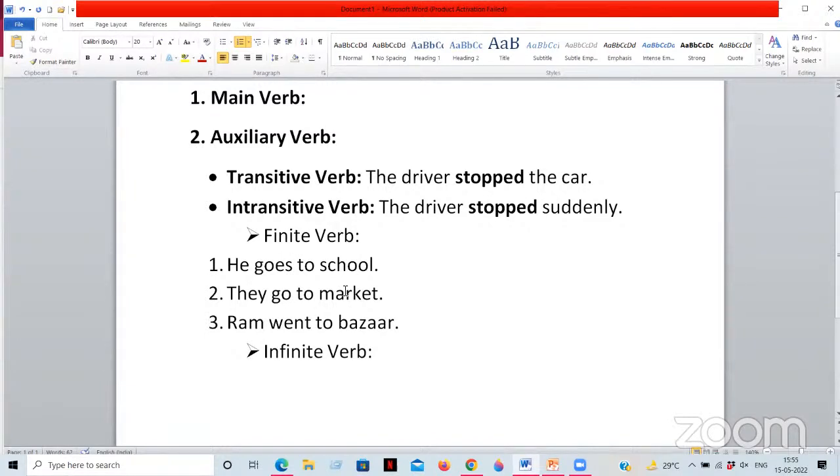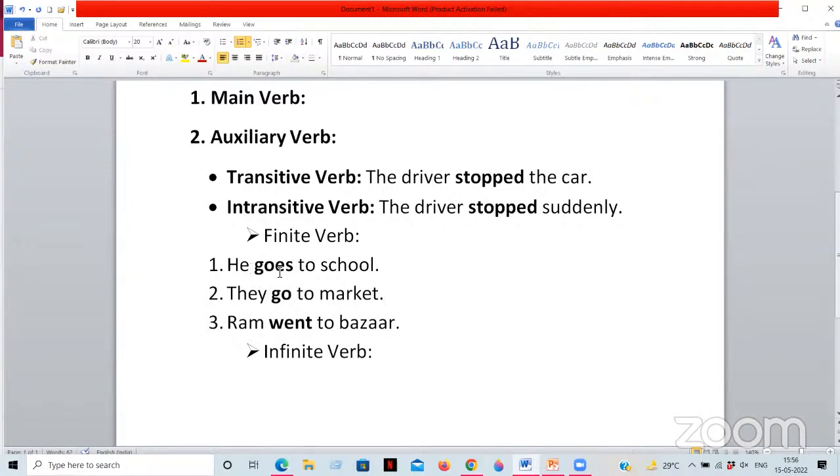Okay, see here, when a verb changes according to the subject and the tense, that is what is called a finite verb. See here in this sentence, the verb had changed only because of the subject. Again, the verb had changed only because of the subject, and in this the verb had changed based on tense. So when a verb changes according to the subject and the tense, that is what is called a finite verb.